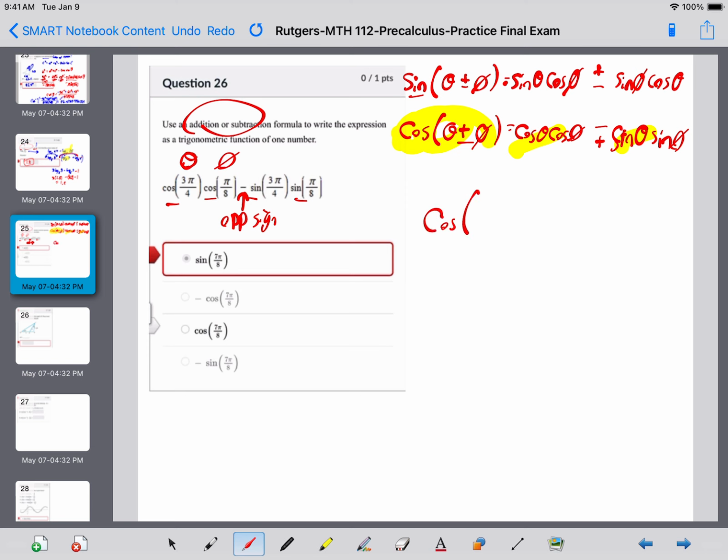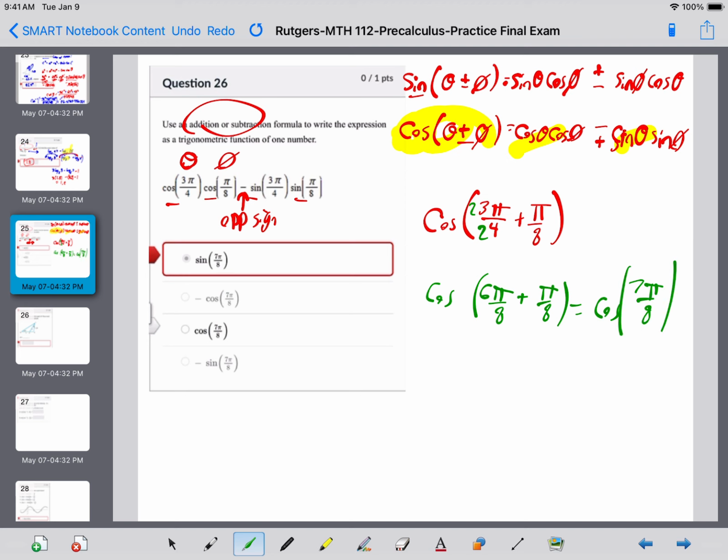So we have cosine of theta. And then we said it's opposite sign. So if it's negative, it's going to be plus pi over 8. And now it's just a matter of simplifying. So this is like saying 6 over 8, right? 6 pi over 8 plus pi over 8, which is cosine of 7 pi over 8. So your answer would be this. Okay?